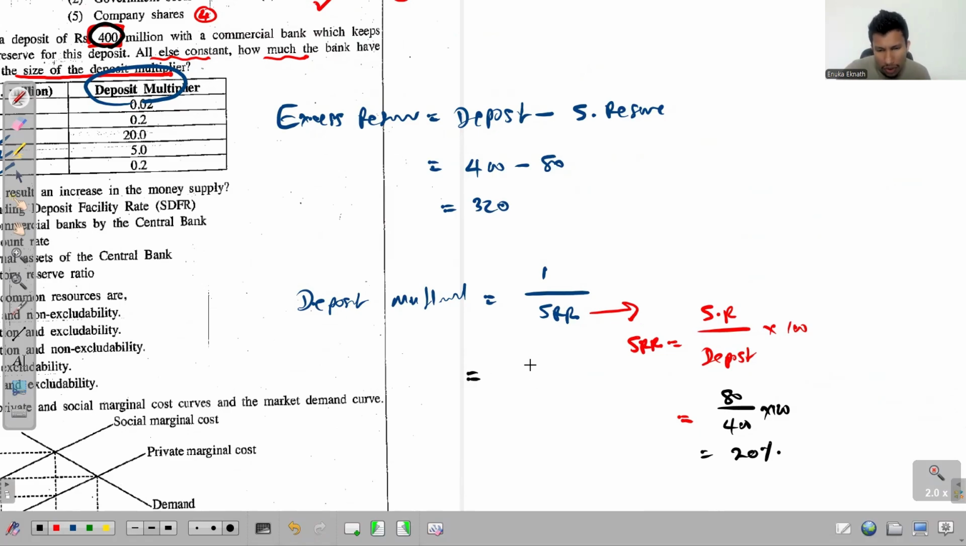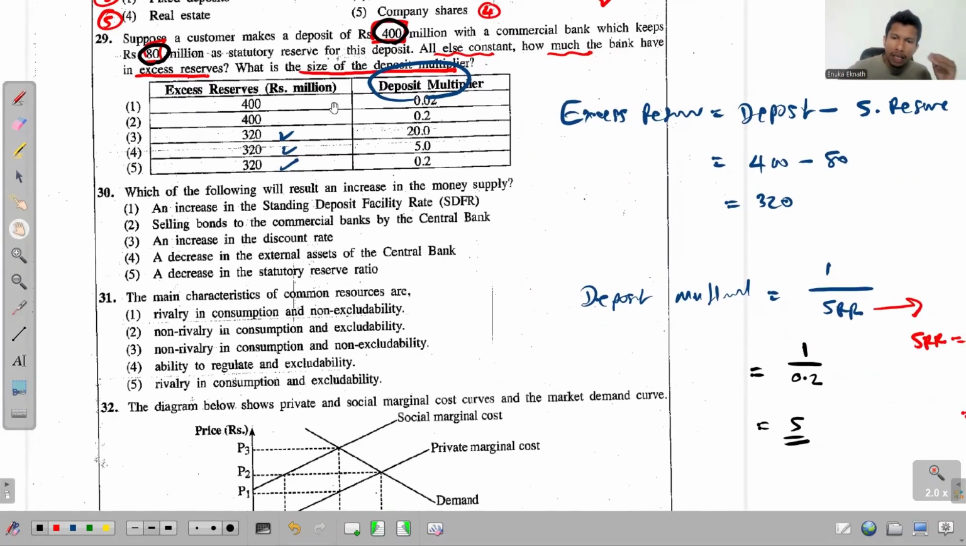So now you can put that 20% into this equation. Simply it's 1 over 20%, or 0.2. So 1 over 0.2 is simply 5. So excess reserve is 320 and the deposit multiplier is 5. So the fourth one is the answer for this question 29.